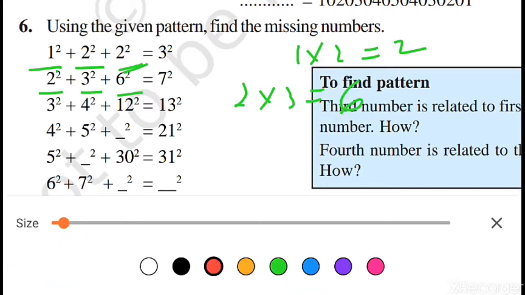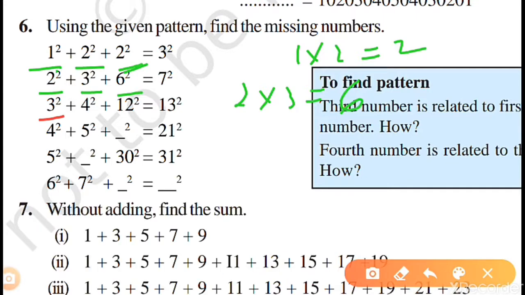Similarly, 3 square is there, 4 square is there, and multiplication of 3 and 4 is equal to 12, and 12 square is there. Then in the same manner we can say, if we write 4 square and 5 square, and we know 4 into 5 is 20, so we will write here 20 square.